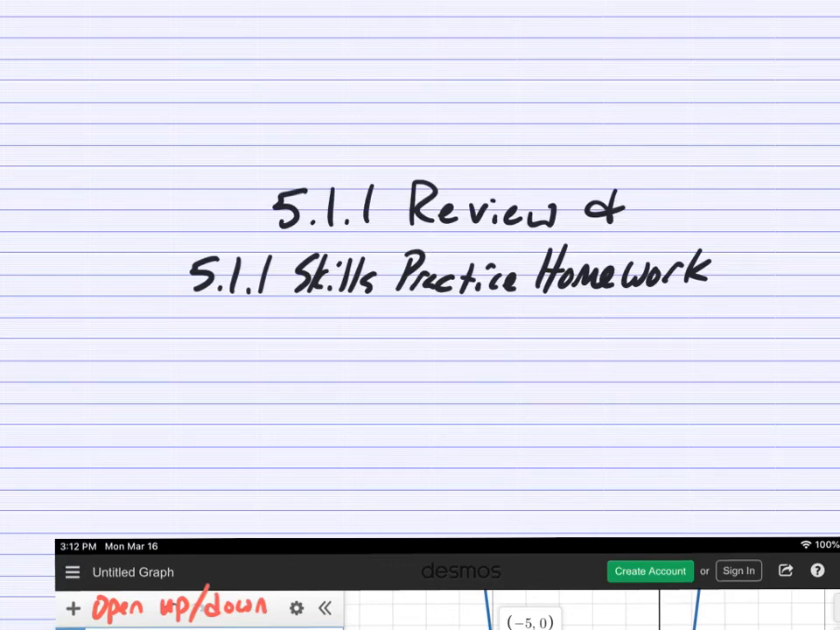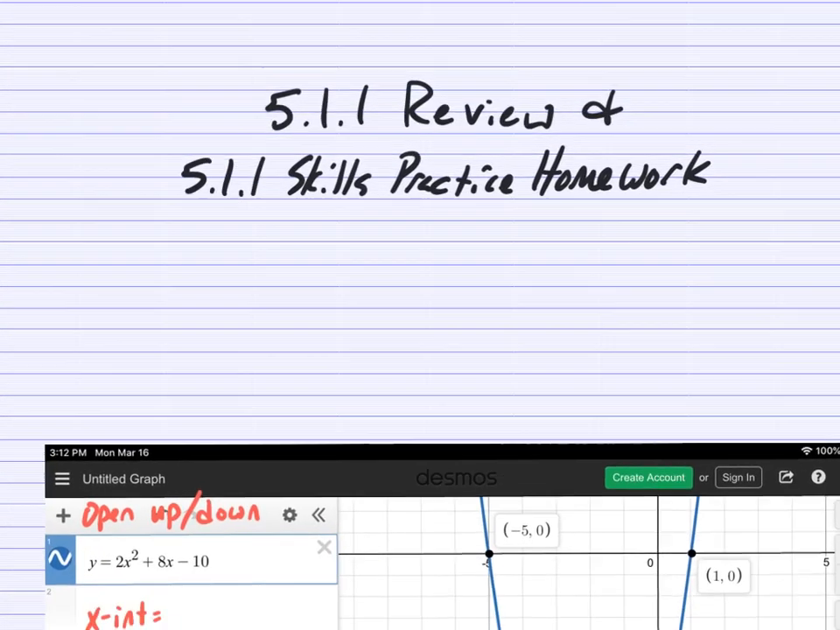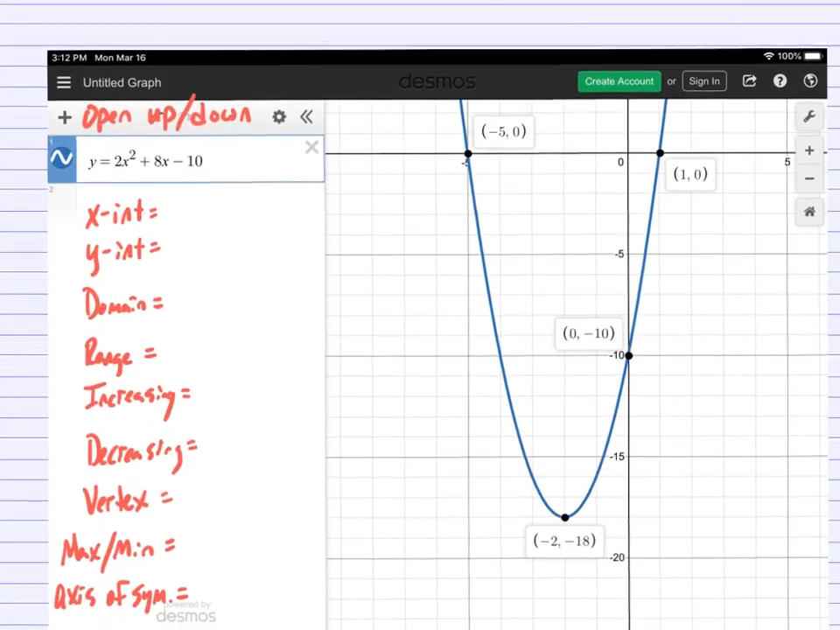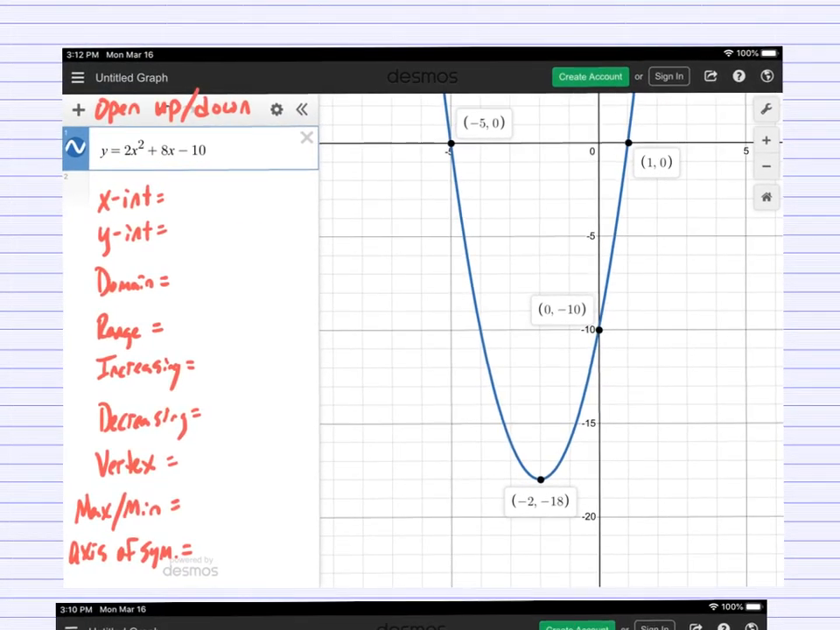All right, in today's video, we're going to do a little bit of review, and then I'm going to work a couple of problems on your homework tonight to make sure that you get started and are doing fine. Here's our first example, and I have a screenshot of a Desmos problem.